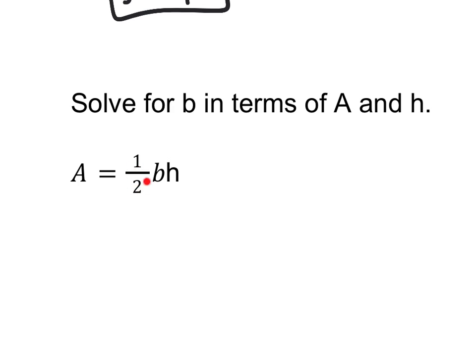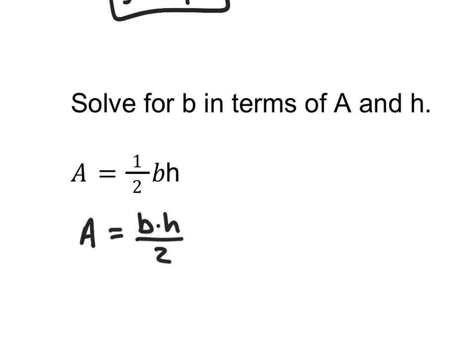This one we have a fraction. And what we want to do, and this is your area of a triangle formula, is solve for b in terms of A and h. I could do this a bunch of different ways. I'm going to rewrite this, and instead of multiplying by a half, I'm going to write this as A is equal to base times height, b times h, all divided by 2.